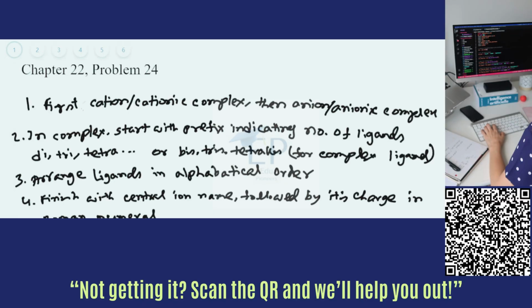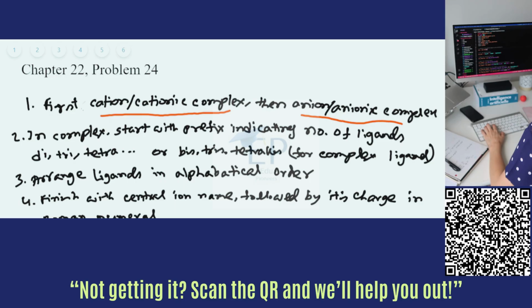So, for naming coordination complexes, we need to follow the steps or rules mentioned here. First, we have to start with the cation or the cationic complex while writing the name, and then we have to write the anion or anionic complex.